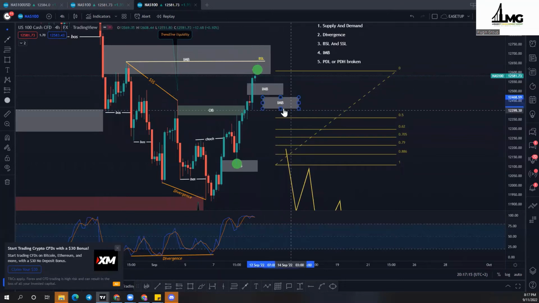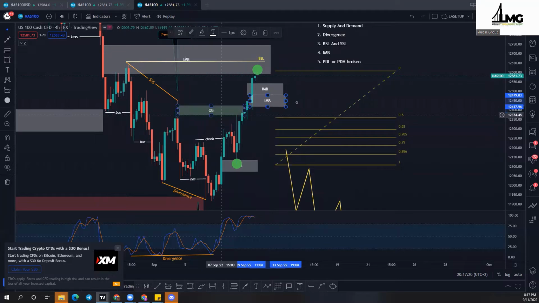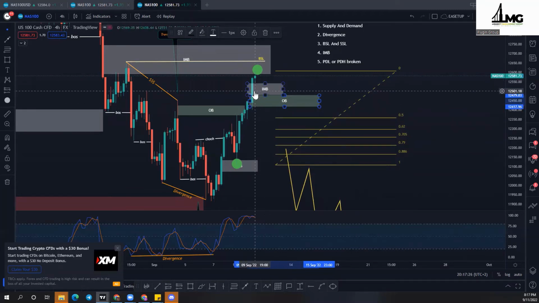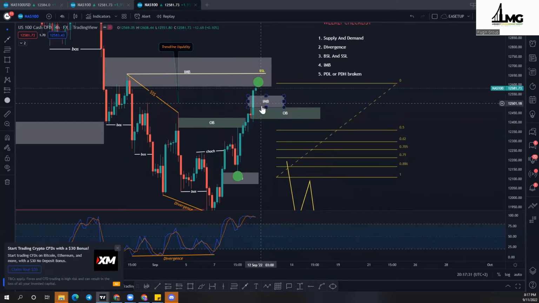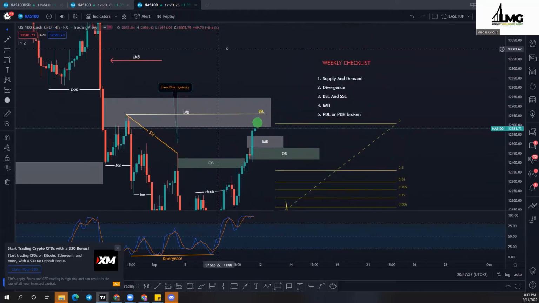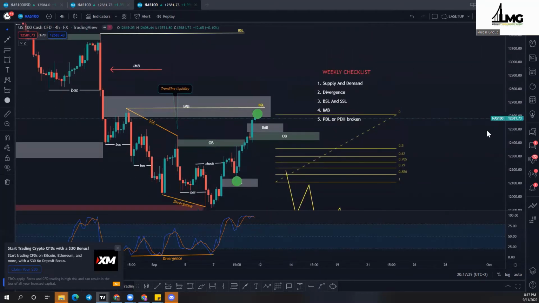Though we'll get a block right there that we might be interested in. I'll be looking at price coming to probably mitigate this imbalance and then continue to the upside, or if not, just a mini pullback to this order block and then continue to the upside to mitigate these massive imbalances that we have up here. So these are the things that I'll be looking for.